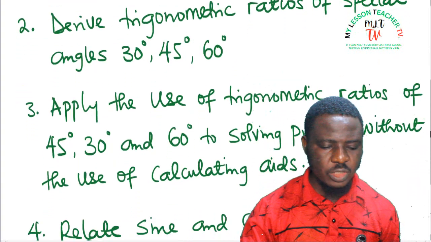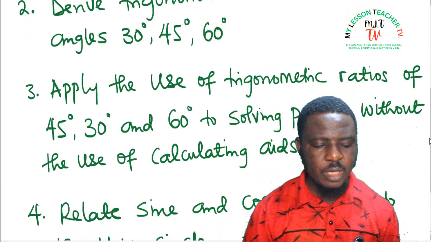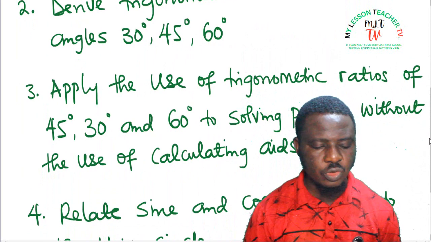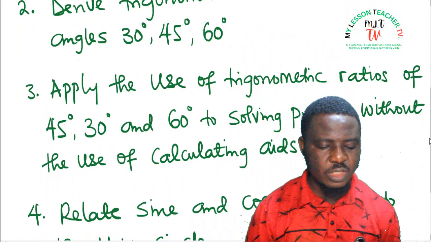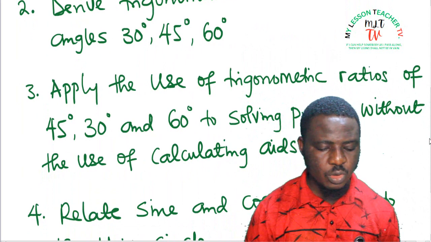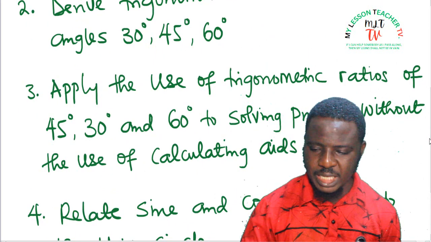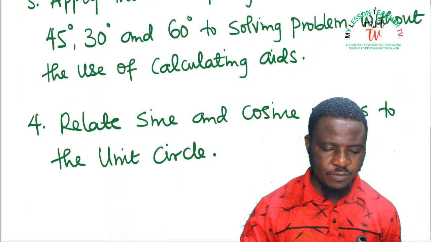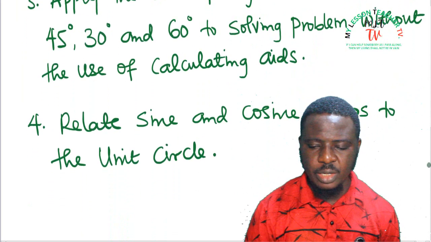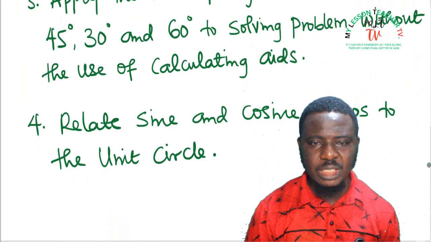At the end of today's class, you should also learn how to apply the use of trigonometrical ratios of 45 degrees, 30 degrees, and 60 degrees to solving problems without the use of calculating aids. Also, the fourth objective will teach us how to relate sine and cosine ratios to the unit circle.